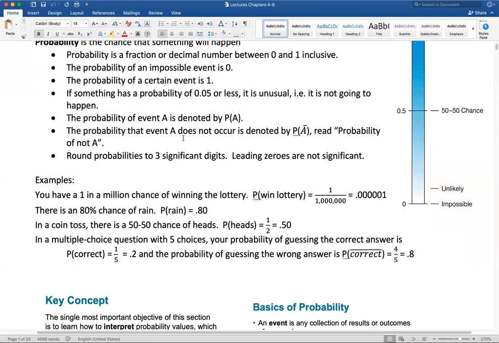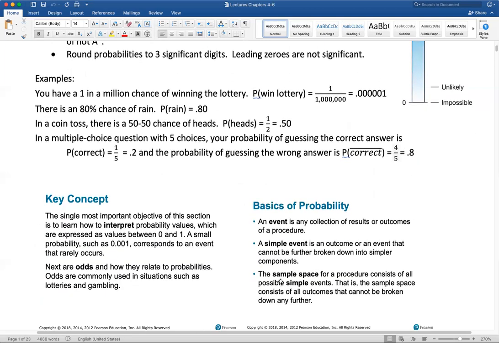In a multiple choice question with 5 choices, your probability of guessing the correct answer is 1/5, which is 0.2. And the probability of guessing the wrong answer is P of correct bar, the probability of not guessing the correct answer, which is 4 over 5, which is 0.8.